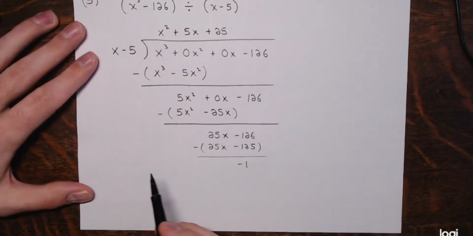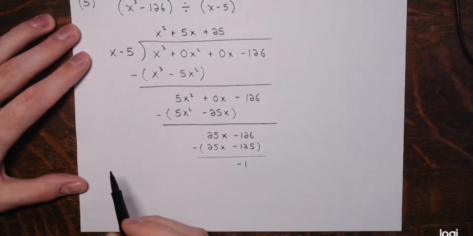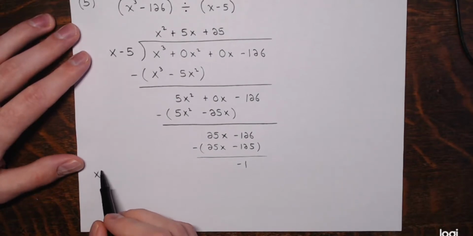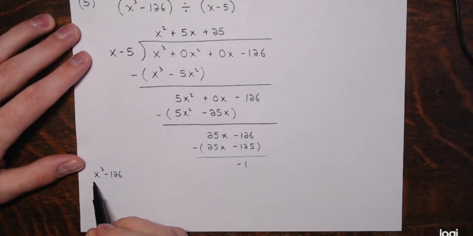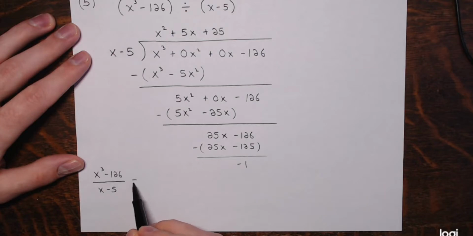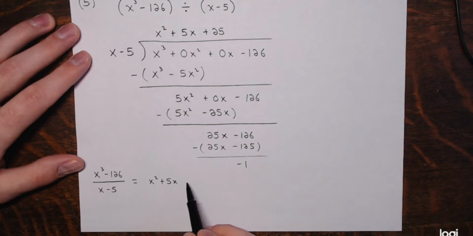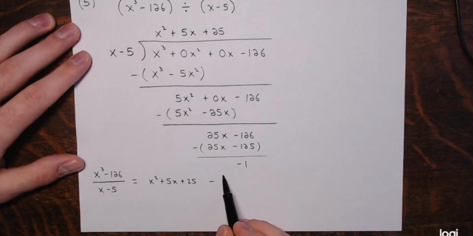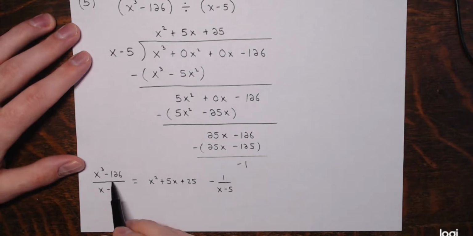Alright, so again, the couple ways we could write this, we could say x cubed minus 126 divided by x minus 5 is equal to x squared plus 5x plus 25, and then minus 1 over x minus 5, right? It's a quotient plus remainder over divisor when you have it as a fraction.